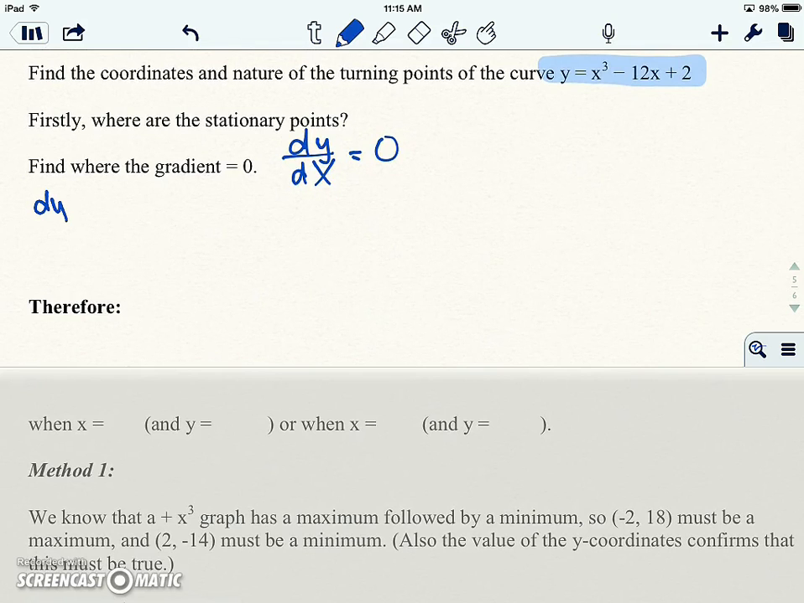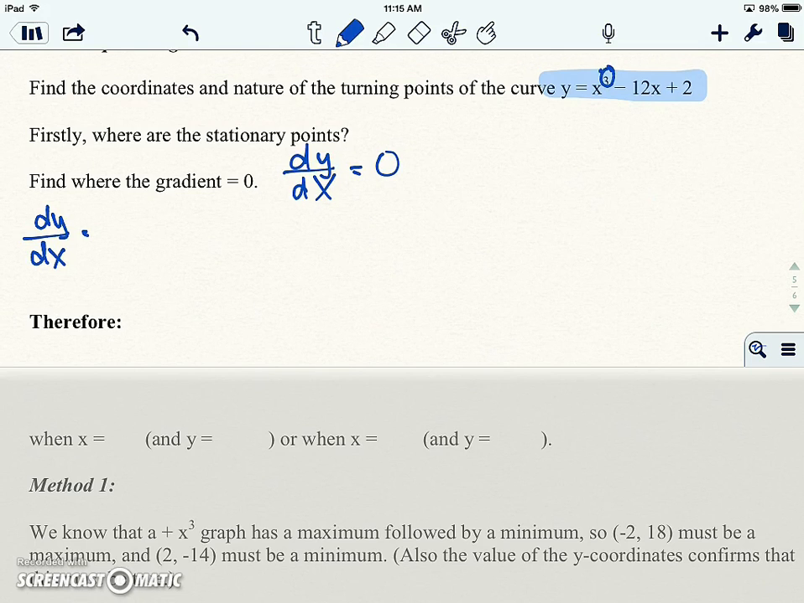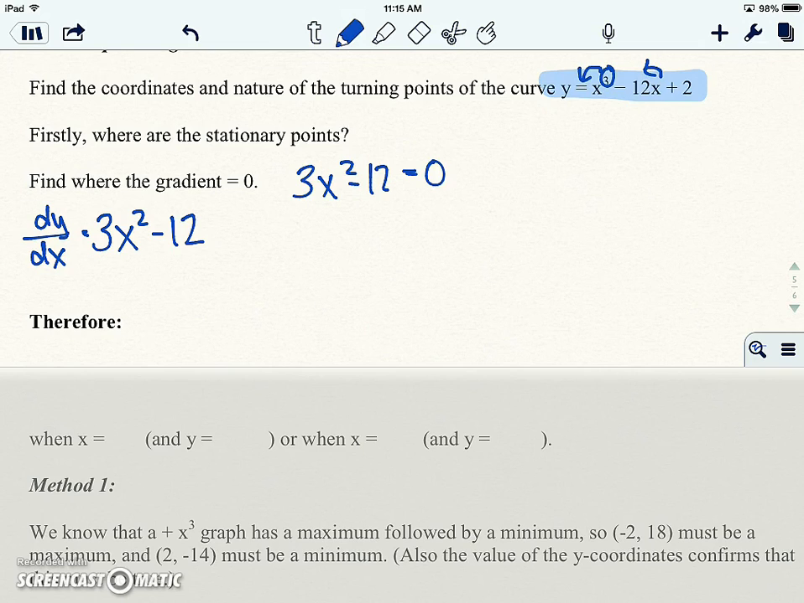So dy/dx, well, the derivative of x cubed is 3x squared. The derivative of negative 12x is minus 12, and the derivative of 2 is 0, so that goes away. We now need to know when this is equal to 0, so we're going to set it equal to 0 and solve. You could add 12 and divide or whatever.